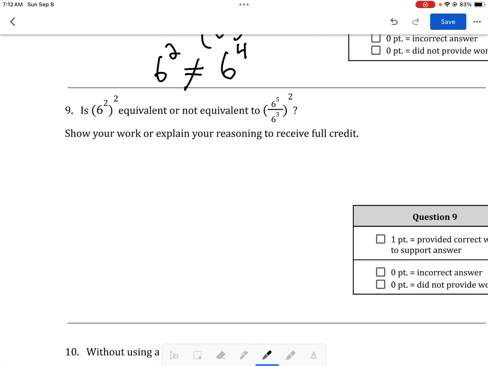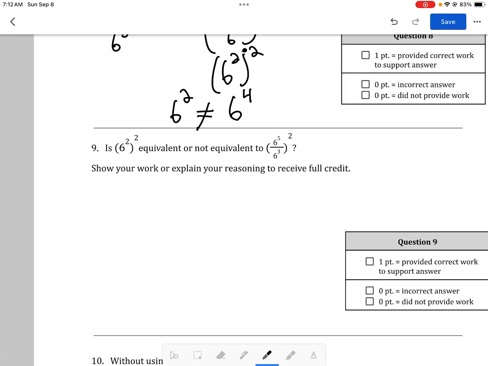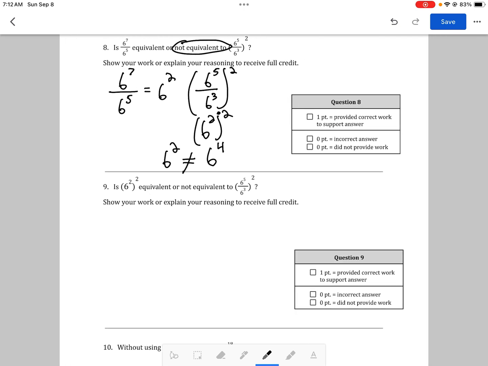Is 6 squared to the second power equivalent or not equivalent to 6 to the 5th over 6 cubed to the squared power? We already know from the top here that 6 to the 5th over 6 cubed to the second power is 6 to the 4th. So I'm just going to save us the work because we can look above to see this. And 6 squared to the second power, when I take a power to a power, I multiply. This becomes 6 to the 4th. These two are indeed equal, so they are equivalent.